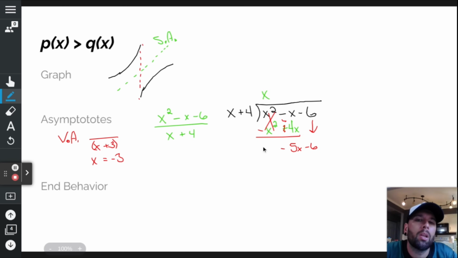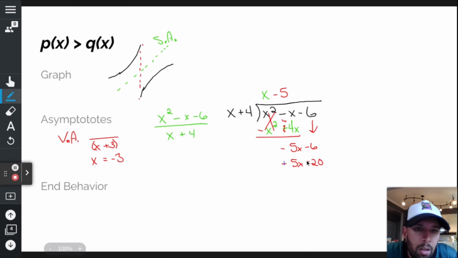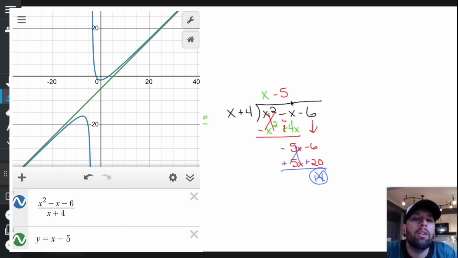X times what is negative 5x? Minus 5, of course. Take that negative 5 and multiply it by the divisor, so negative 5x, negative 20. Subtract the entire thing, which means flip the signs. Those cancel, and we have a remainder that doesn't matter. The equation of my slant asymptote is y equals x minus 5.